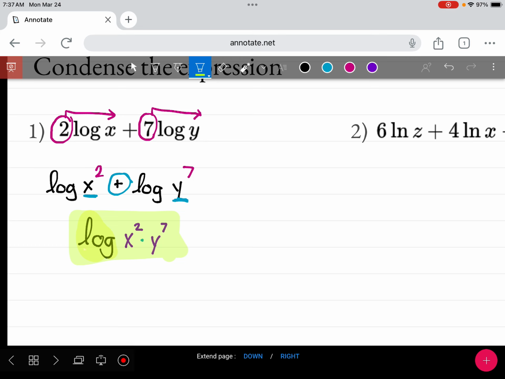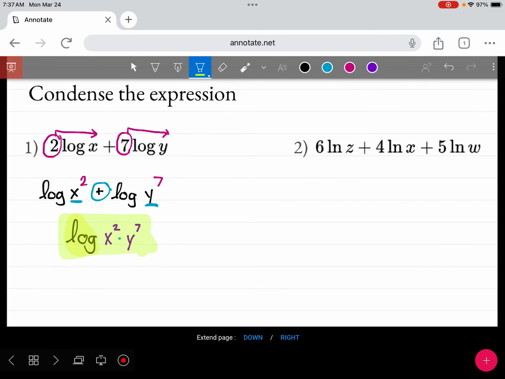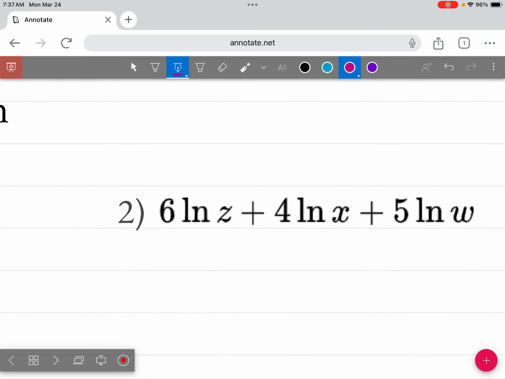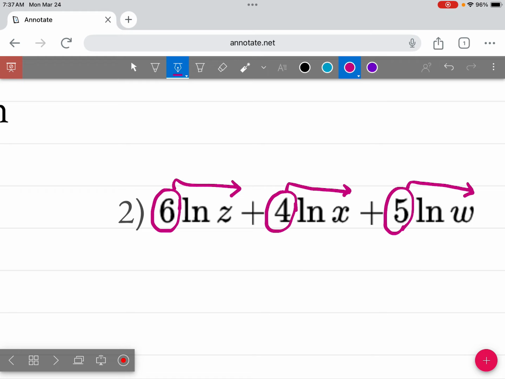Okay, same vibe on the second one. We've got ln's in this case. ln just means log base e, so it's still the same thing. So we start with taking our coefficients, and they become powers. So my 6 is going to go up over the z. The 4 is going to go up over the x. And the 5 is going to go up on the w.